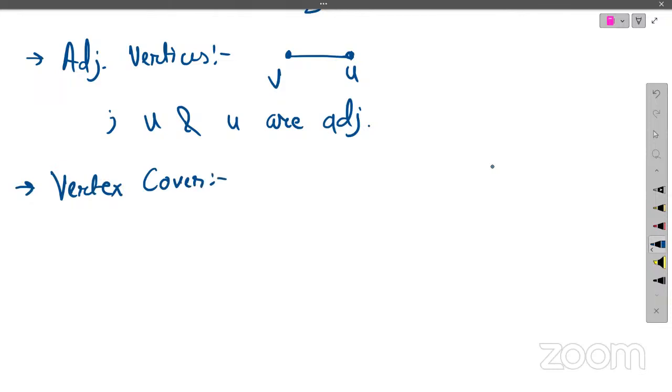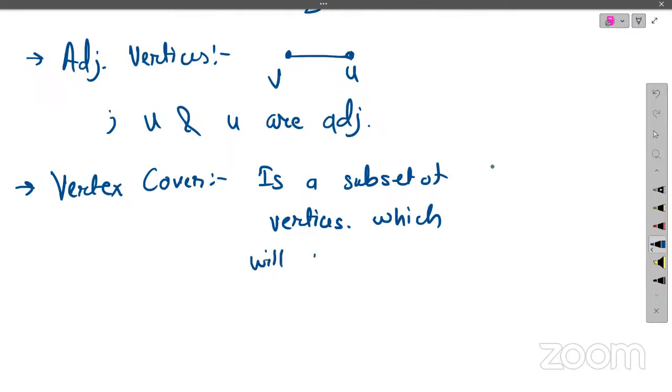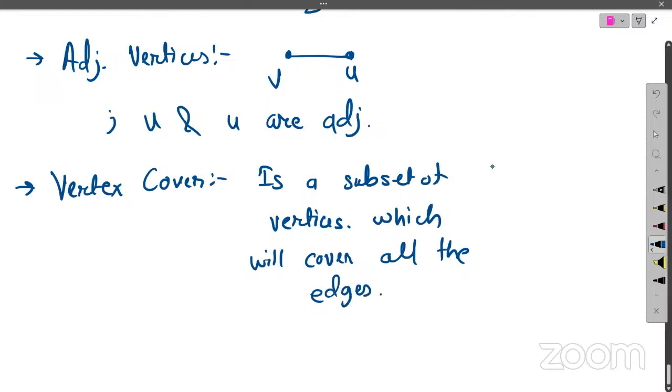So in vertex cover, we have to collect, the vertex cover is nothing but again a subset of vertices. So a vertex cover is a subset of vertices which will cover all the edges. Now, what is the meaning of this sentence, that which will cover all the edges?